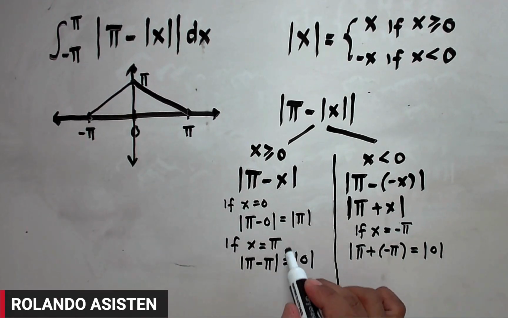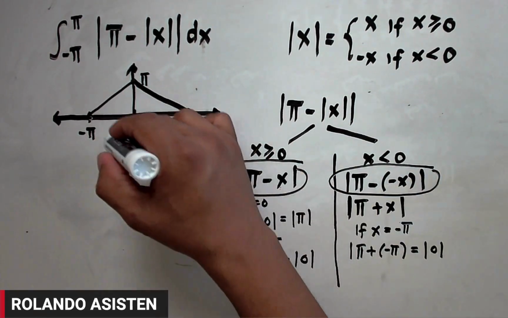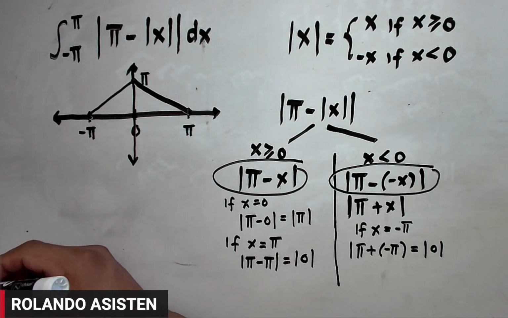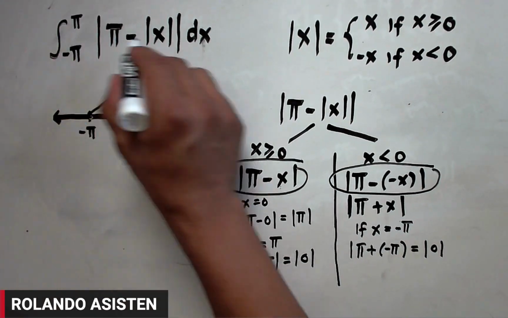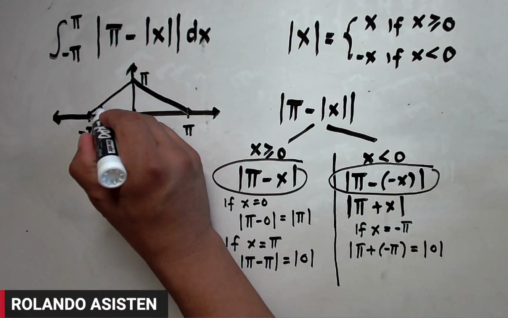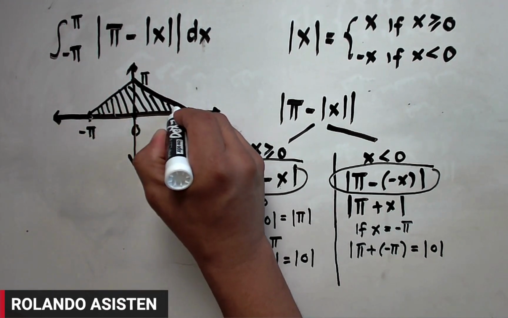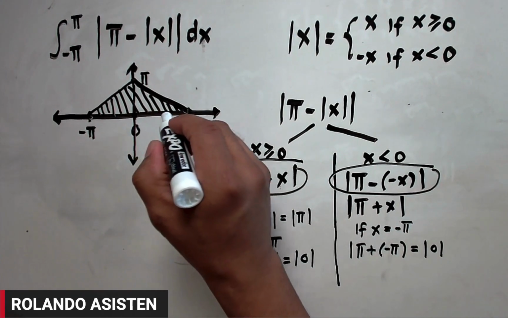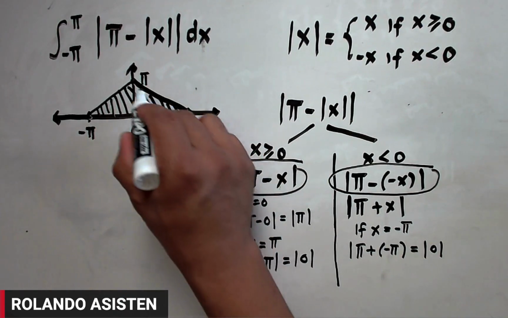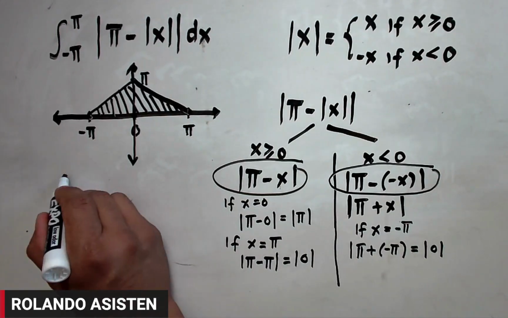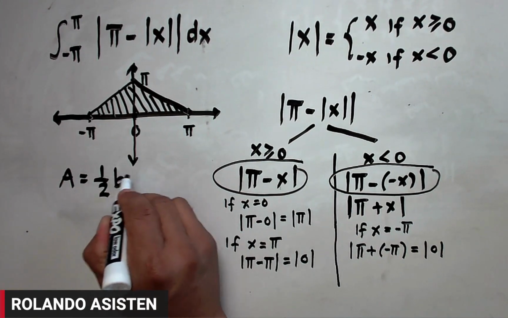And both of them are absolute values. That means the value of the function would always be above the x-axis. And so we now form a closed geometric figure, and to evaluate this definite integral is equivalent to finding the area under this curve. Specifically, we would like to find the area of this triangle with vertices at this point and at that point. We know that the formula for the area of a triangle is 1/2 base times height.